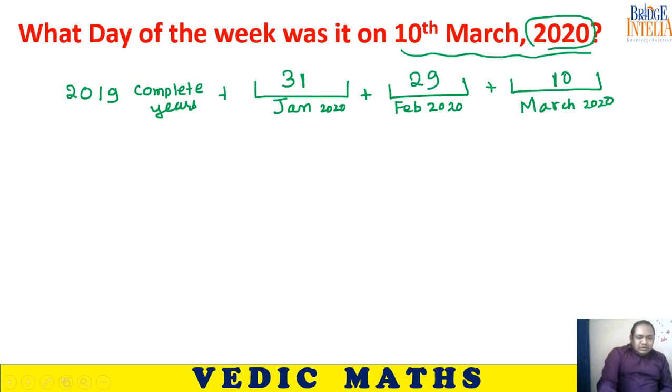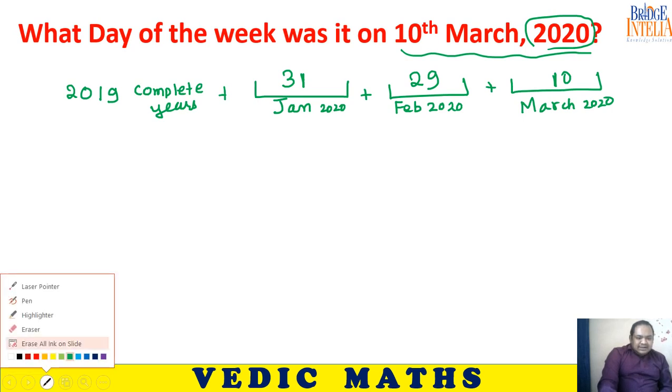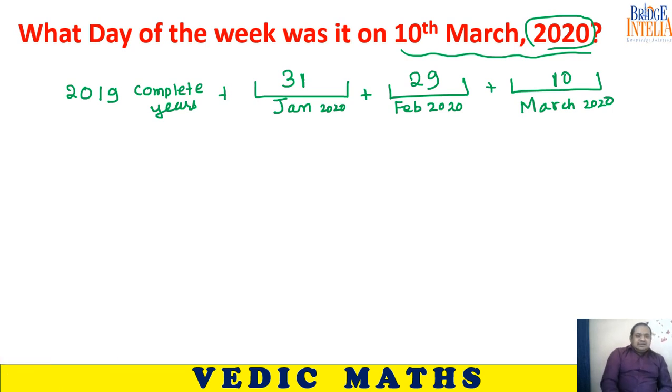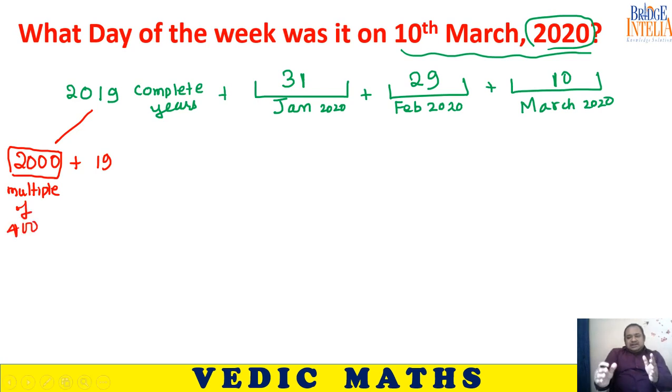Now what will you do about the first 2019 years? So this 2019 can be written this way: 2000 plus 19 years. Why 2000? Why not 1800? Why not 1500? Because 2000 is a multiple of 400, and multiples of 400 can be removed without affecting the answer. Therefore, let's choose the biggest possible multiple of 400. So 2000 can be removed. It will not have any effect on the answer.